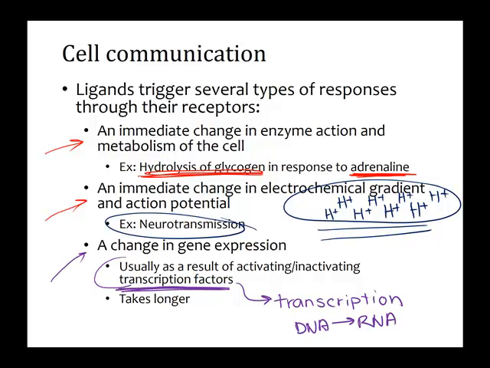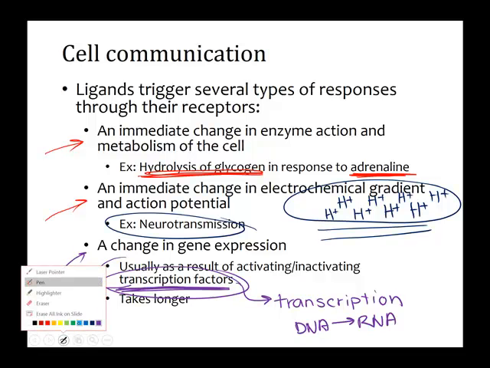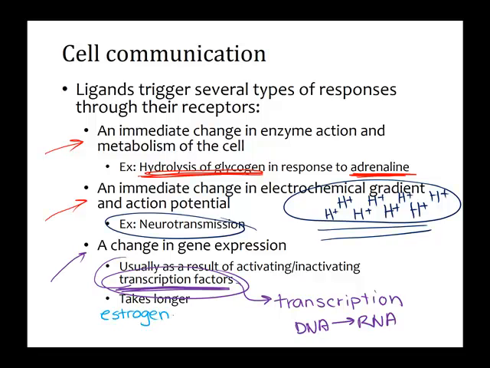So we can activate or inactivate certain genes by regulating transcription using these special transcription factors. A really cool example of this is actually with estrogen. So estrogen is a steroid hormone. It binds to intracellular receptors inside, let's use as an example, mammary cells.